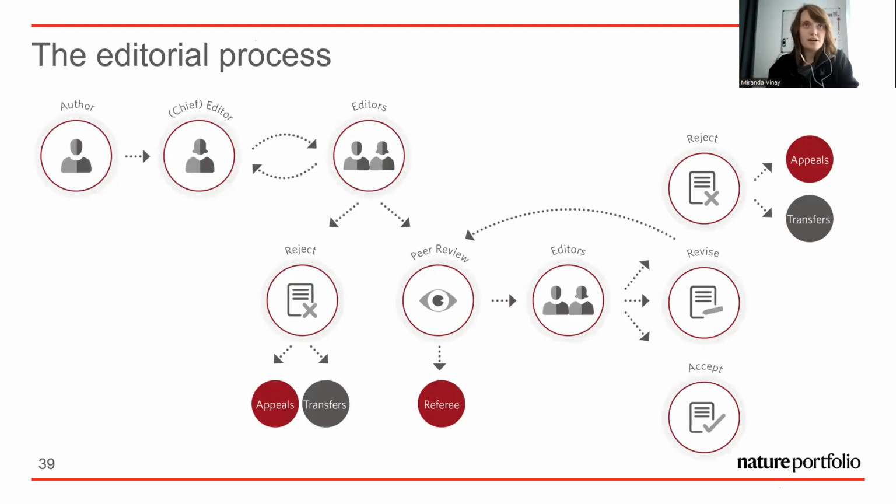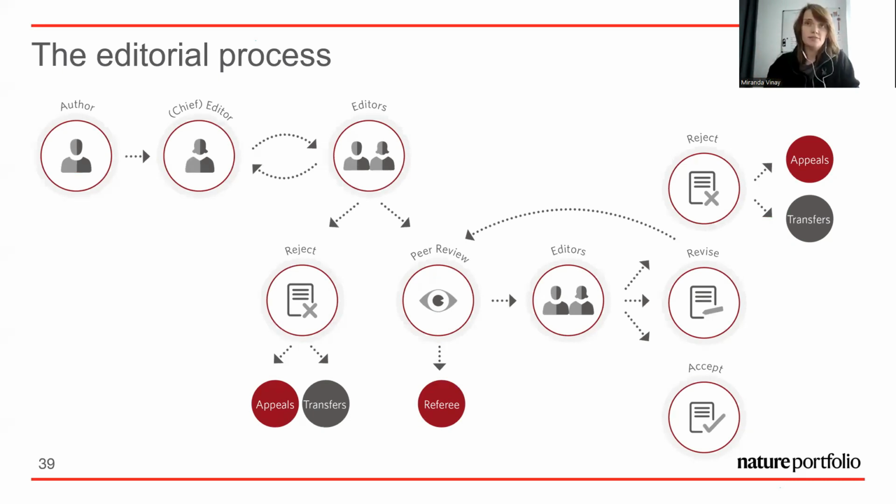So this is a rather complicated diagram here, but you as scientists in this diagram are the author. And whenever you submit your paper to us, it then goes to the editors, and we make what we call a first decision. And this first decision is whether or not to reject the manuscript, also called a desk rejection, or to send it out for peer review.